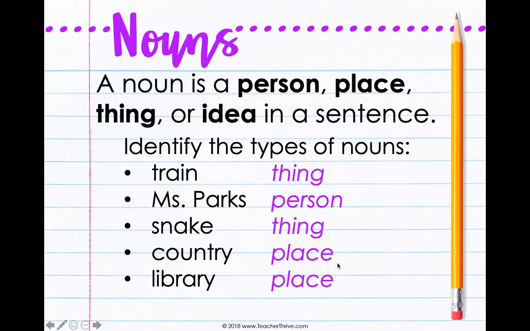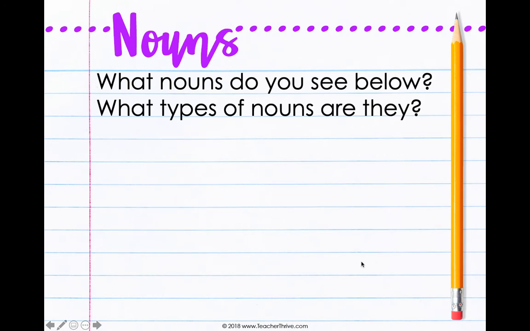It is a place. Very, very good. Last one, Pepsi. Miss Megan loves Pepsi. What about Pepsi? Person, place, thing, or idea? It is a thing. Very, very good. You guys are rock stars. Y'all are noun rock stars.